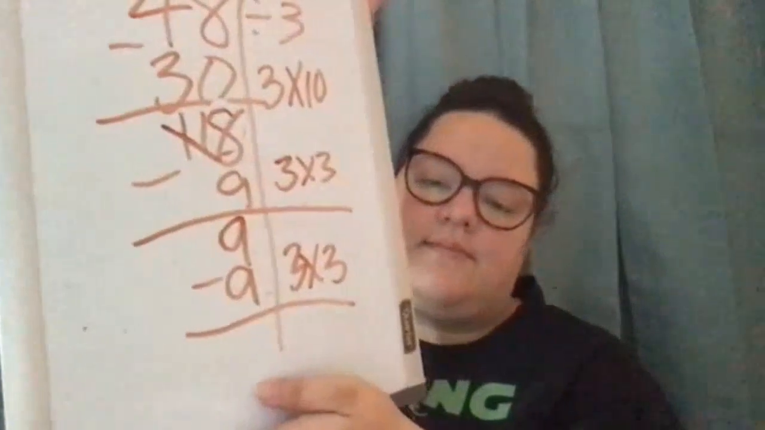Eight minus 9? Can't do that. You're going to have to borrow. Now we have 18 minus 9. That's right, that's 9. And we know 3 times 3 is 9, so we're going to subtract another 3 times 3, or 9. 9 minus 9 leaves us with 0. So we're going to have no remainders.